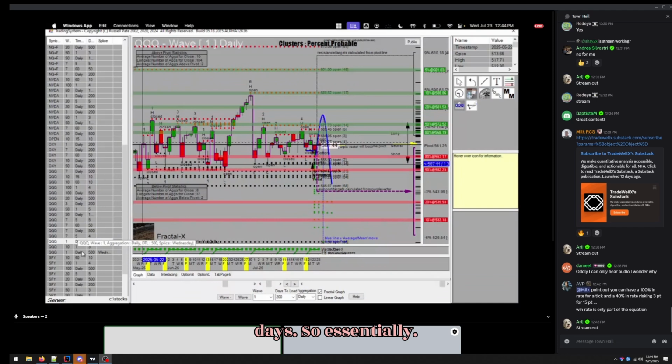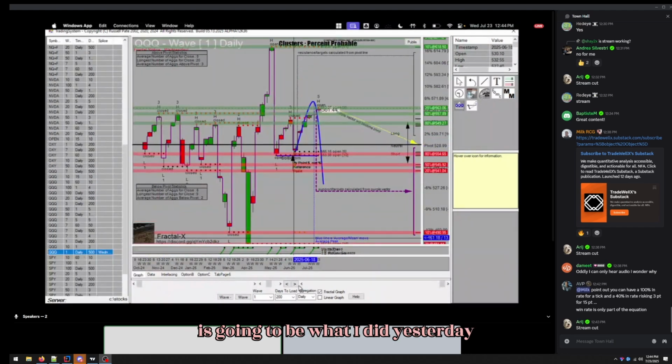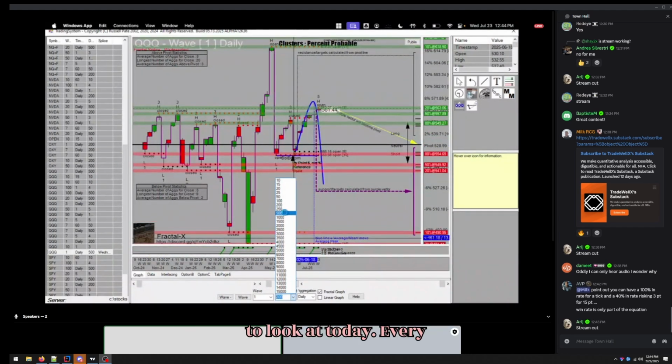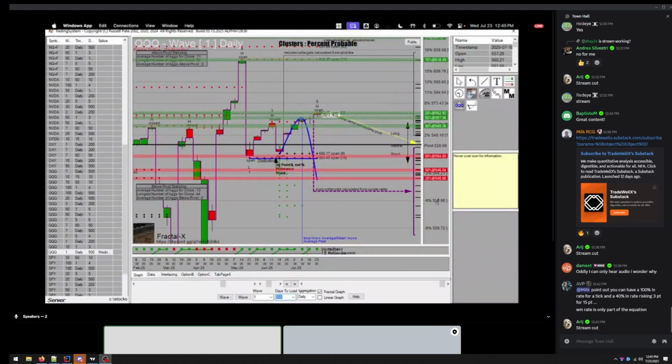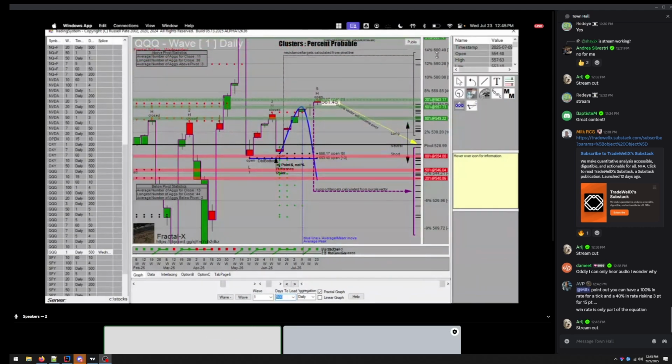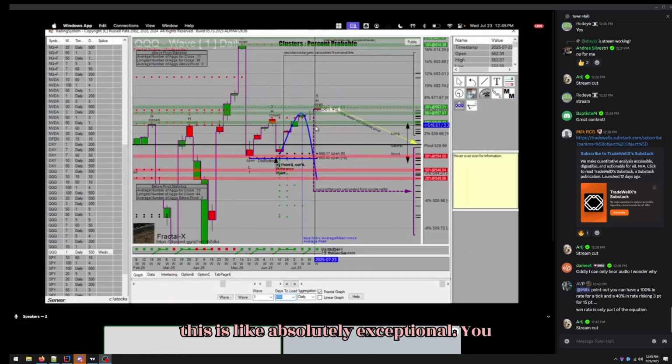So essentially, if I'm looking at the daily, every candle is going to be what I did yesterday to look at today. Every candle is a Wednesday, if I'm splicing over Wednesday. So Wednesday, June 25, Wednesday, July 2nd, Wednesday. And this is absolutely exceptional. You might think that this is irrelevant, but it's super, super relevant.